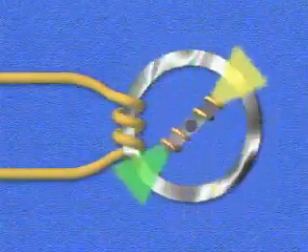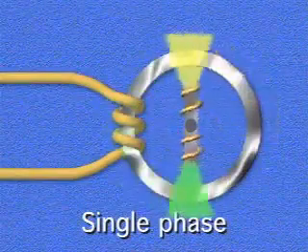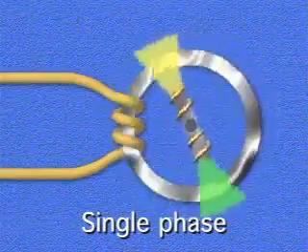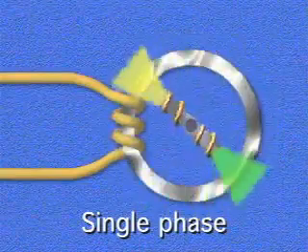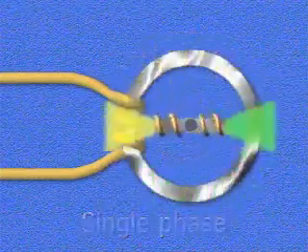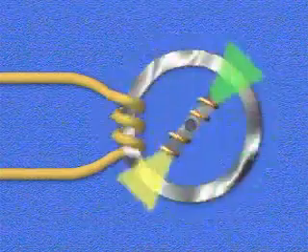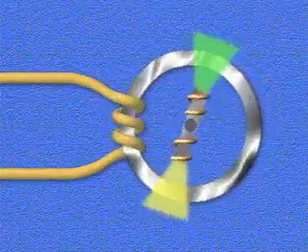The output from the generator we've been looking at is single-phase voltage. Single-phase means that there is only one voltage output. This is because our example has only one stator winding or conductor. However, most generators used in power plants are designed to produce three-phase voltage.